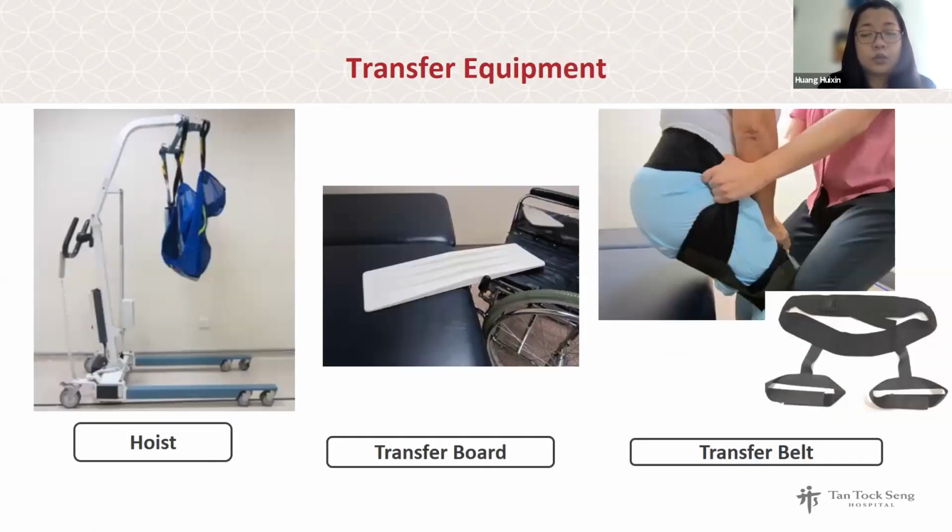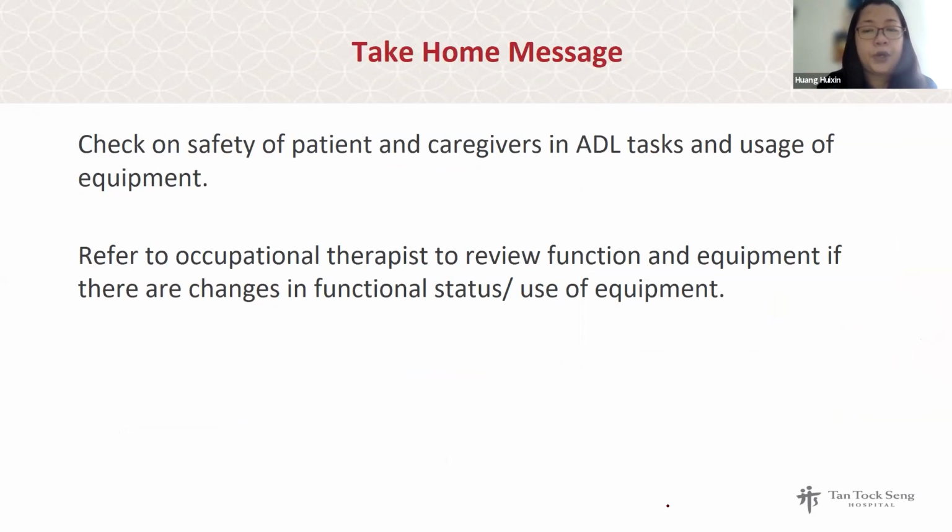So these are the equipment that I mentioned earlier on: a hoist, a transfer board, and also a transfer belt. It is very important for us to check on the safety of the person with MND and also the carer in their ADL tasks and also usage of equipment. If your organization has an occupational therapist, you can refer them to look at the functional equipment if there are changes in the function of the person, and also whether more equipment is required.